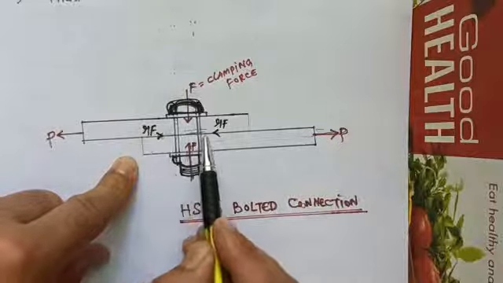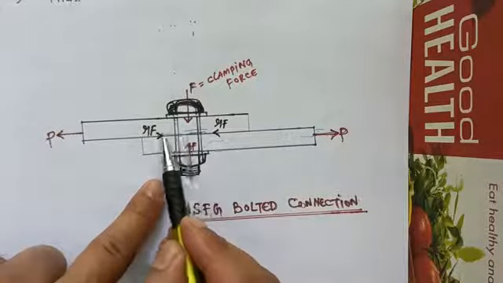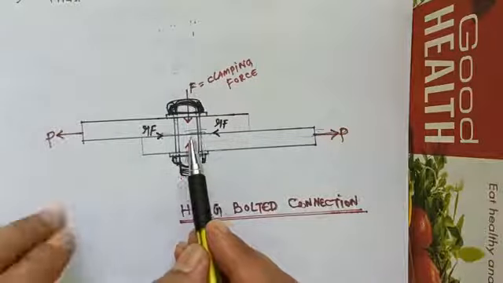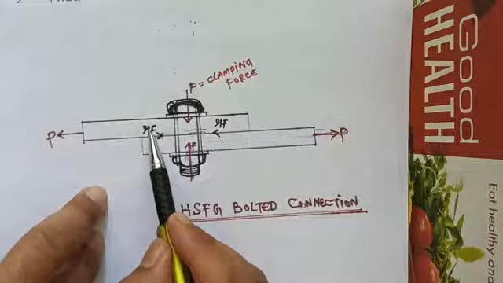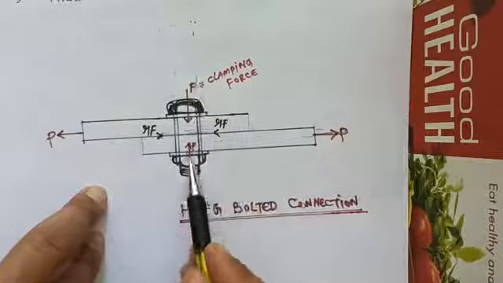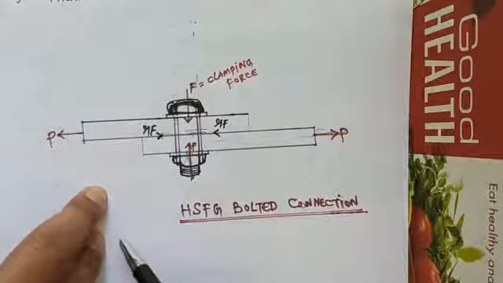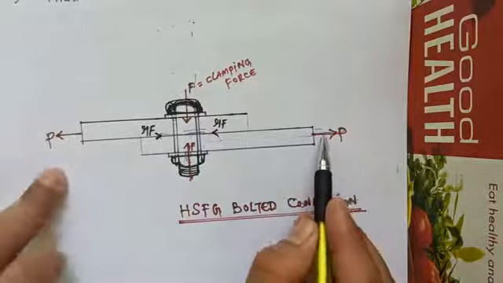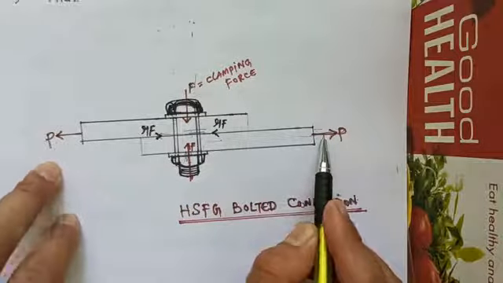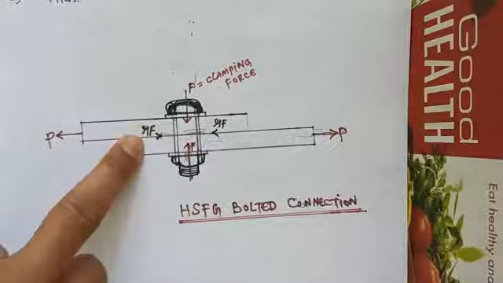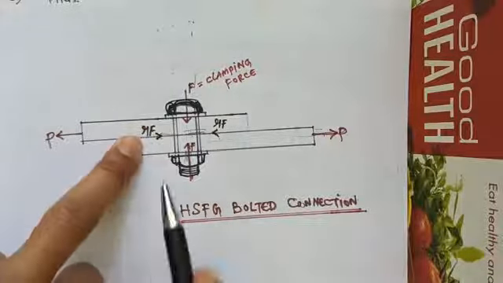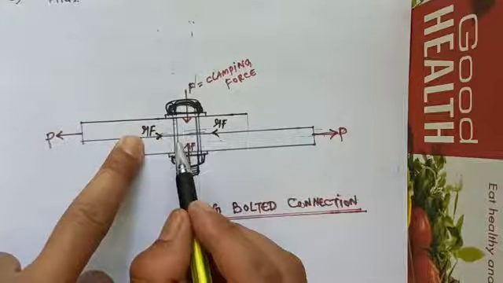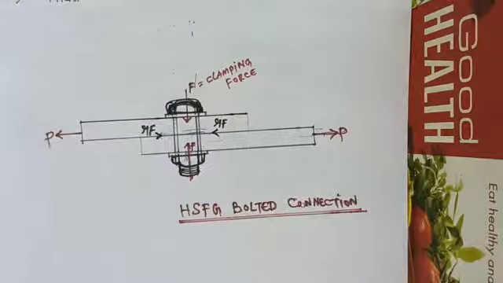So the frictional resistance developed at the interface is equal to the coefficient of friction, that is mu, multiplied by the normal clamping force between the plates. So until the externally applied load exceeds this frictional resistance, that is mu F, the relative slip between the plates is prevented. So the load transfer is actually by the frictional resistance.